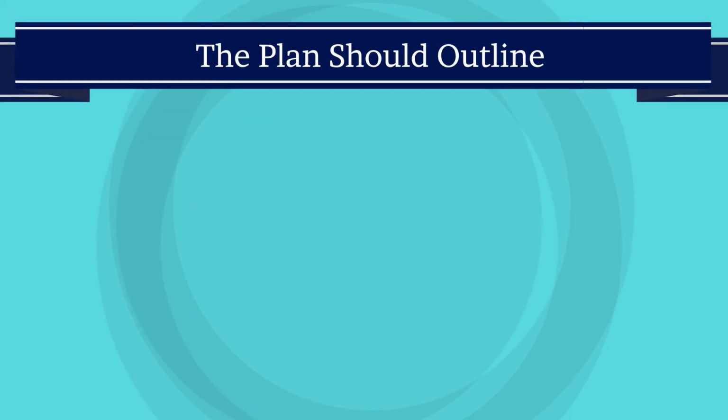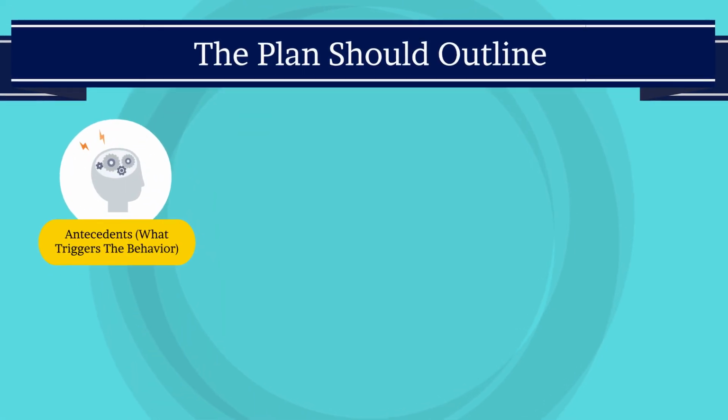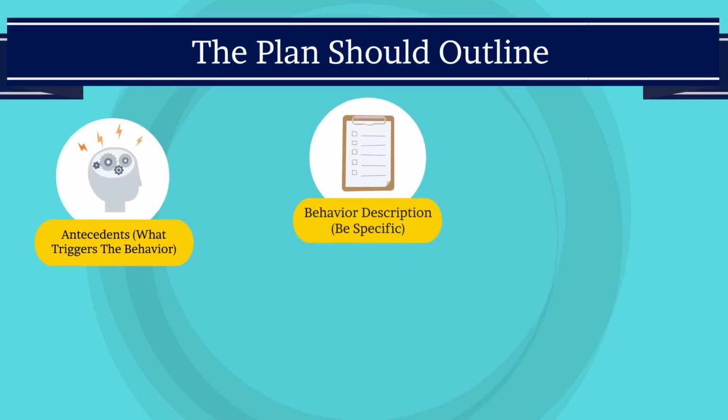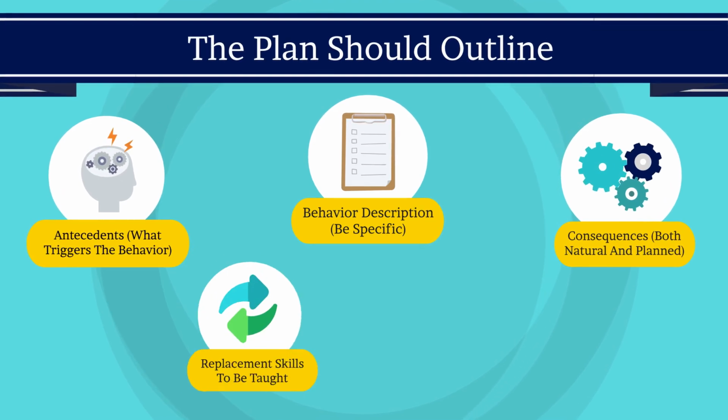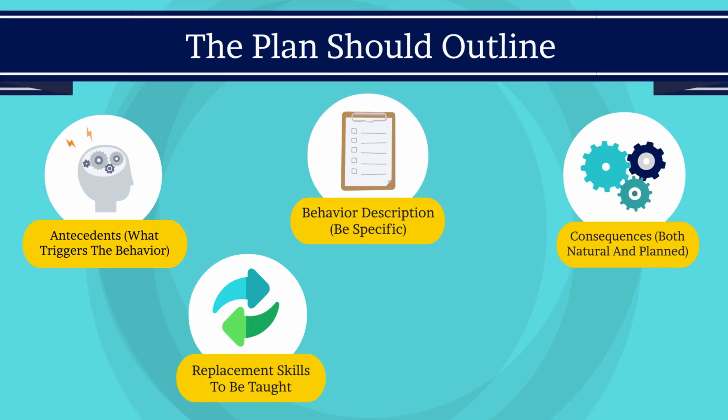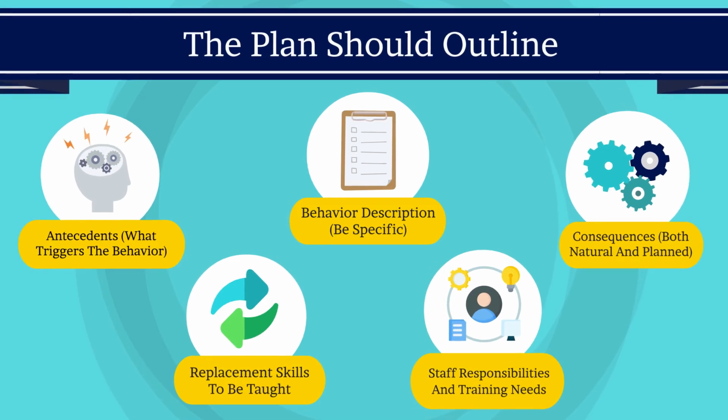The plan should outline antecedents, what triggers the behavior, behavior description, be specific, consequences, both natural and planned, replacement skills to be taught, staff responsibilities and training needs.